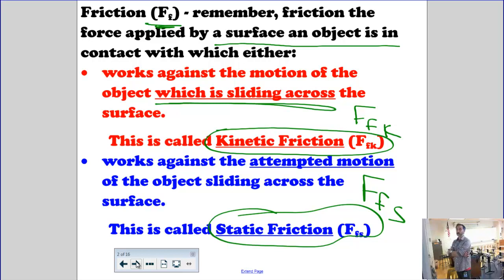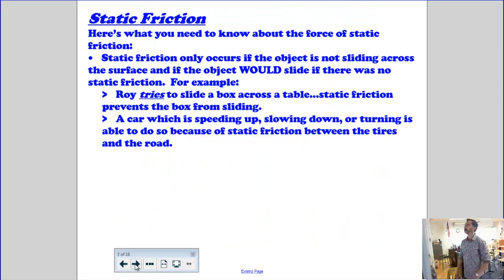Let's learn some finer details about these two things. We're going to start with static friction, which is actually the one that I think is a little bit harder. Here's what you need to know. First of all, it only occurs if the object is not sliding across the surface, but the object would be sliding if there wasn't any friction. Right now I'm pushing on this chair and it's not moving because of friction. If there was no friction, it would be sliding, because there'd be nothing working against its motion.